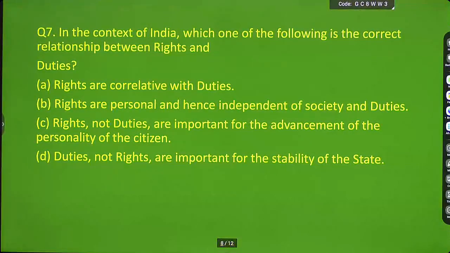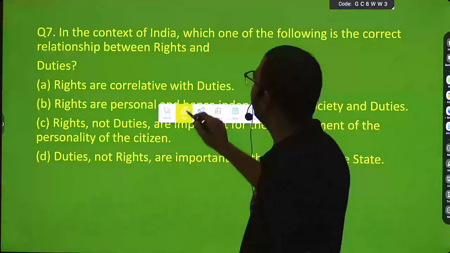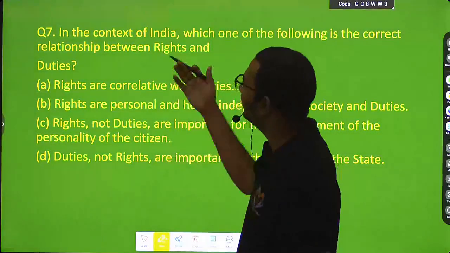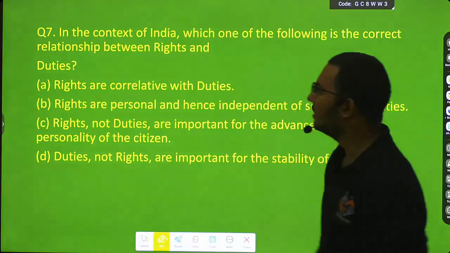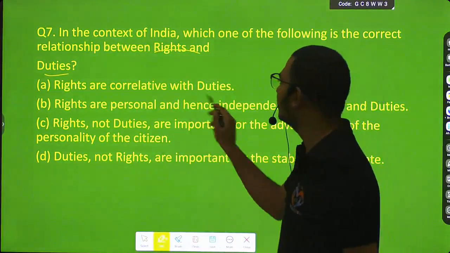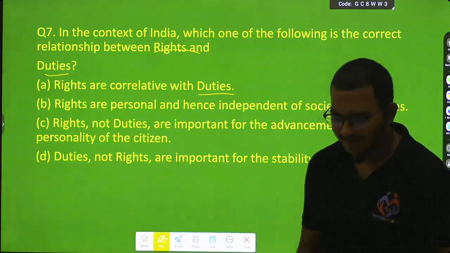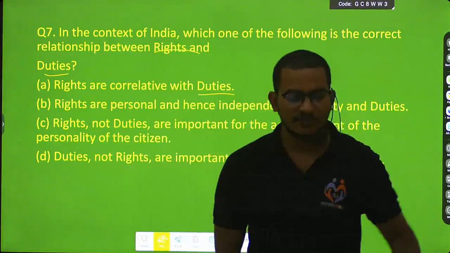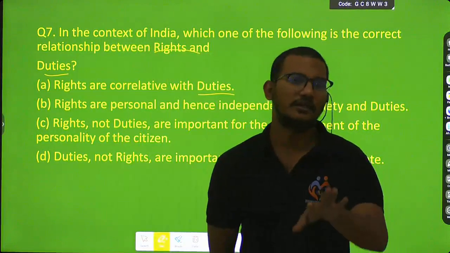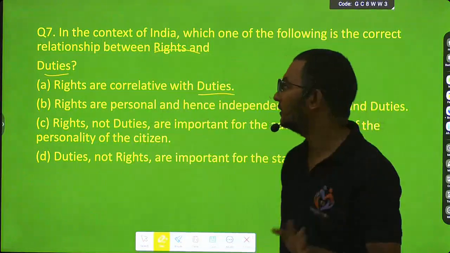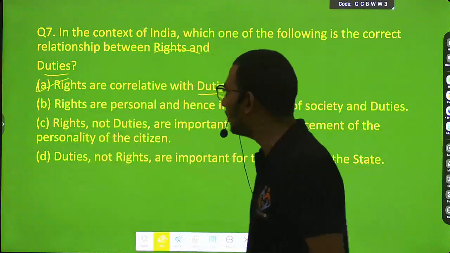Okay, so in the context of India, which one of the following is correct? Relationship between rights and duties. So here he has given a relationship between rights and duties. So we'll see what is the correct relationship. Rights are correlative with duties. Actually, yes. While introducing the fundamental duties, they have said we need to have duties along with the rights, then only the country will be balanced, which means the rights are correlative with duties. Okay, this option is correct. Anyways, we'll see the remaining 3 options as well.